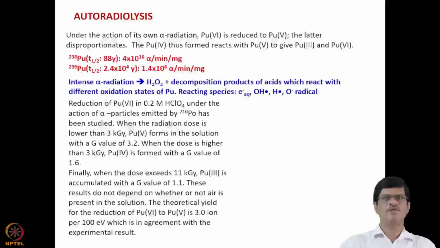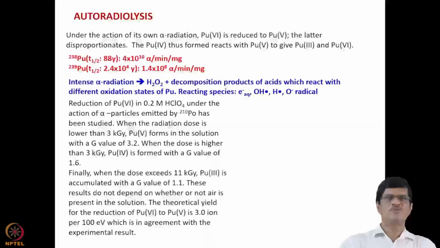Because of this alpha radiation, plutonium 6+ is reduced to plutonium 5+, which in turn disproportionates. Plutonium 4+, which is formed from the disproportionation reaction, reacts with the plutonium 5+ again to give plutonium 3+ and plutonium 6+. So that is how plutonium 6+, if it is present under autoradiolysis, can go to all the 4 oxidation states like 6, 5, 4 and 3, and after some time we have a mixture of plutonium 6, 4 and 3, because 5 immediately disproportionates.